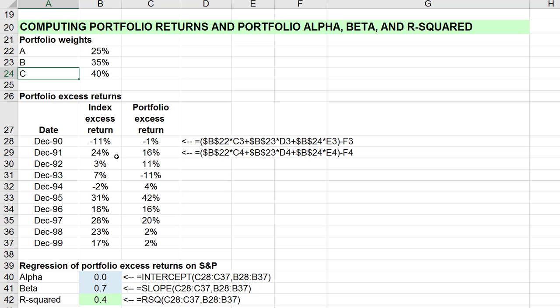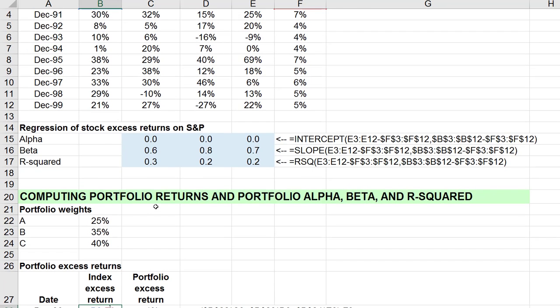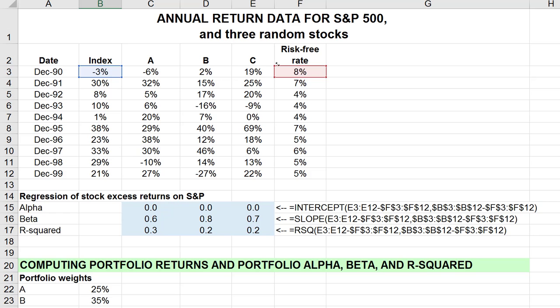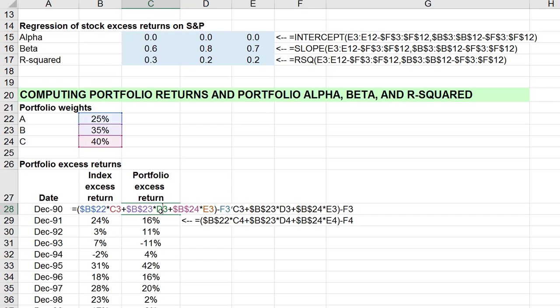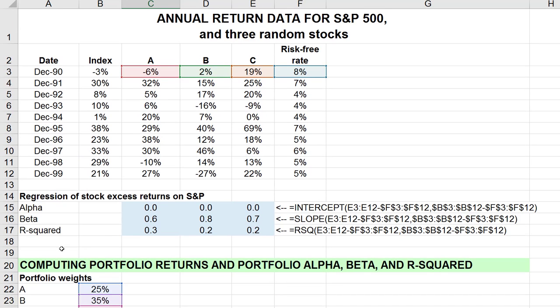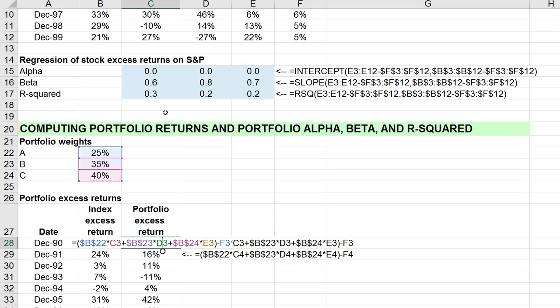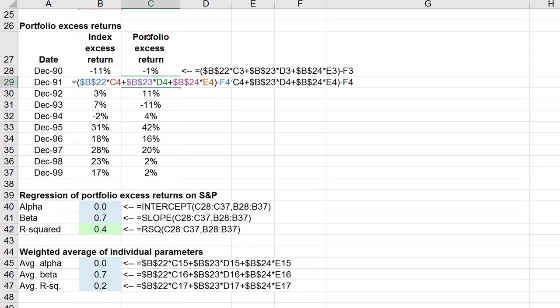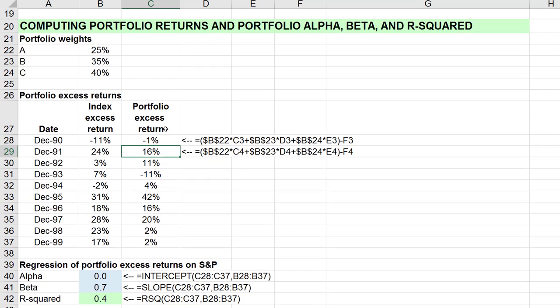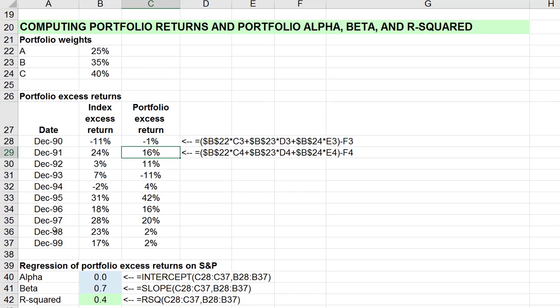And then we have calculated the index excess return and portfolio excess return to make it easier to compute the statistics. How we've done it: the index excess return is easy. You just subtract the risk-free rate of return from the index rate of return. And for portfolio excess return, you just have to multiply each stock's weight by its rate of return and then subtract the risk-free rate of return. In this case, we have computed a portfolio excess return for all these 10 years of data we've gathered.